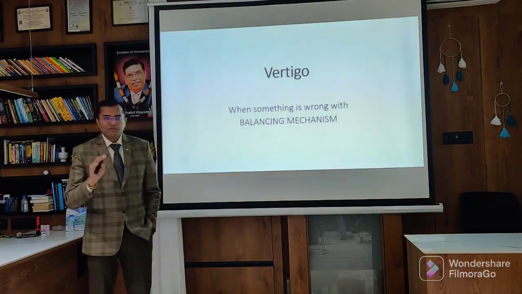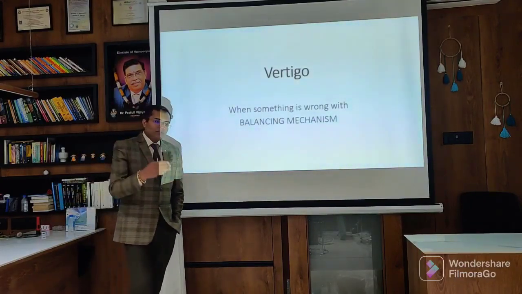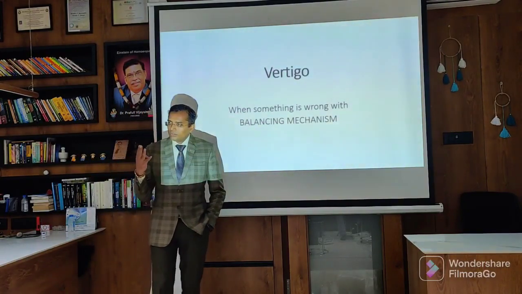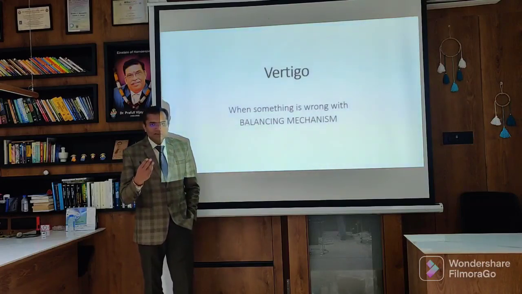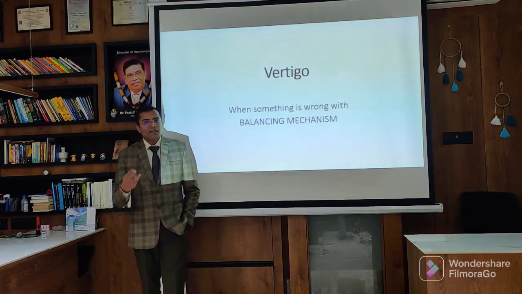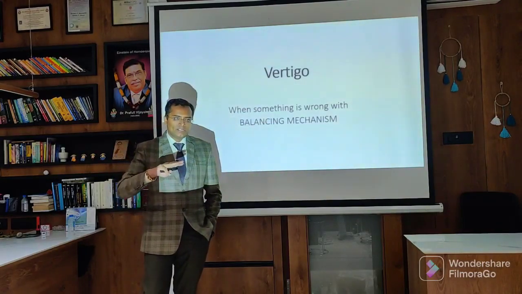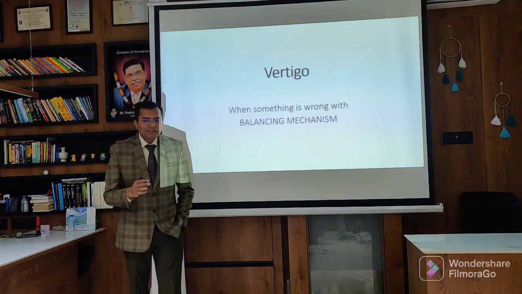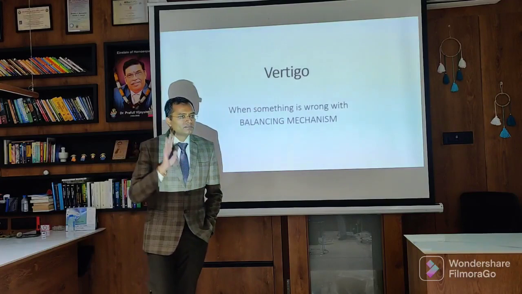This is vertigo. And as sir always says, you need to remember aphorism number 3: what is to be cured in the disease, what is the curative power of the medicine, and apply it to the case. So this is what we are starting with. Now, what is vertigo? It is when the balancing mechanism is disturbed.